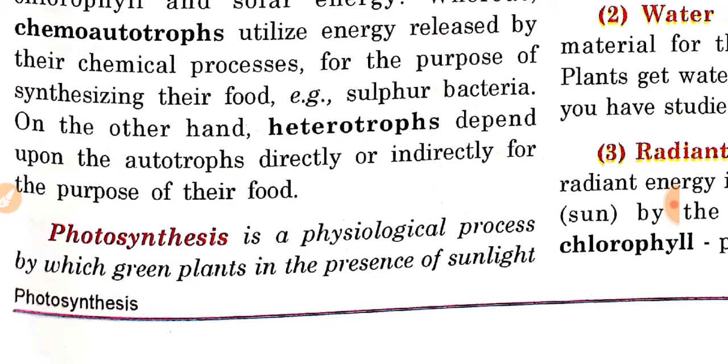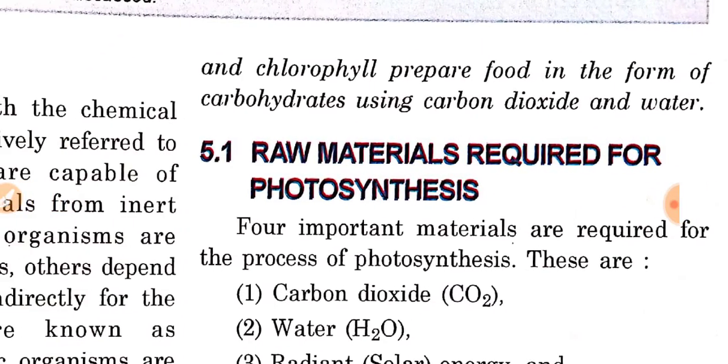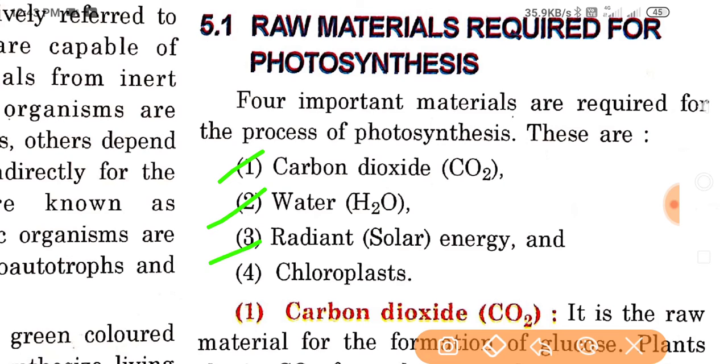So, photosynthesis is a physiological process by which green plants, in the presence of sunlight and chlorophyll, prepare food in the form of carbohydrates using carbon dioxide and water. This is the simplest definition of photosynthesis. So, what are the raw materials required for photosynthesis? Four important materials are required. First is carbon dioxide, second is water, third is radiant or solar energy, or you can say sunlight, and next is chloroplasts.